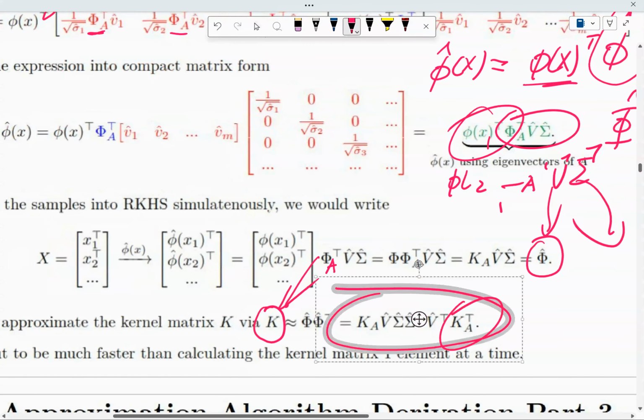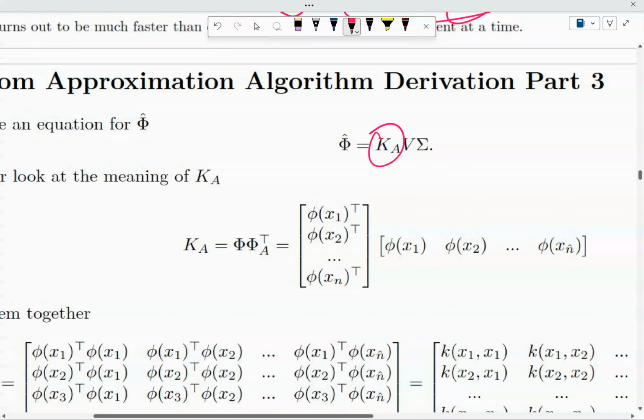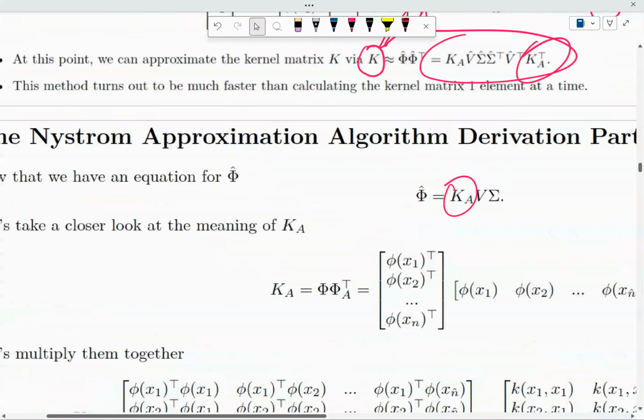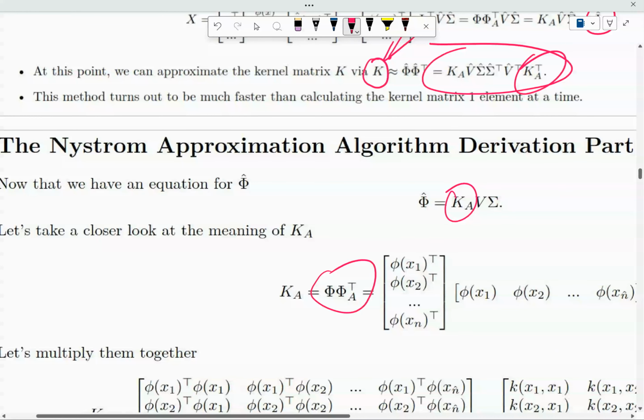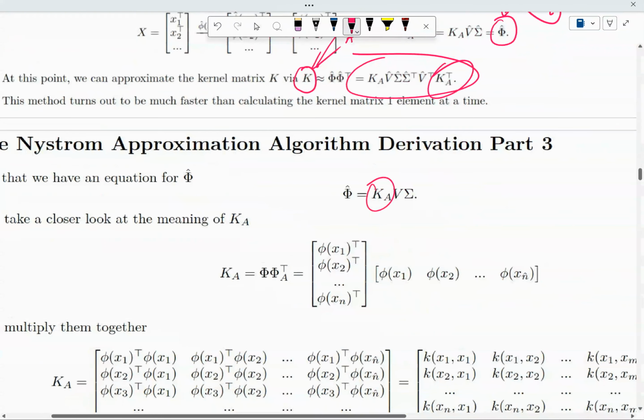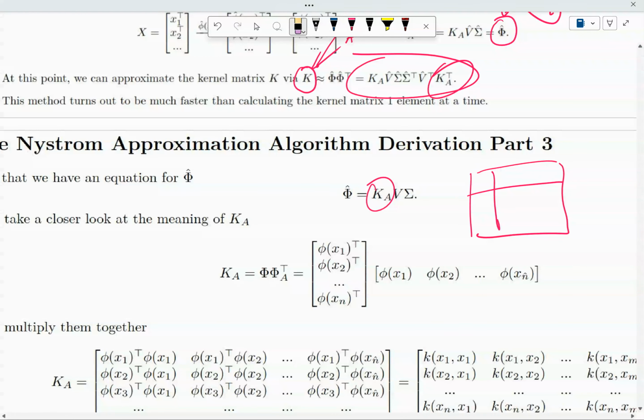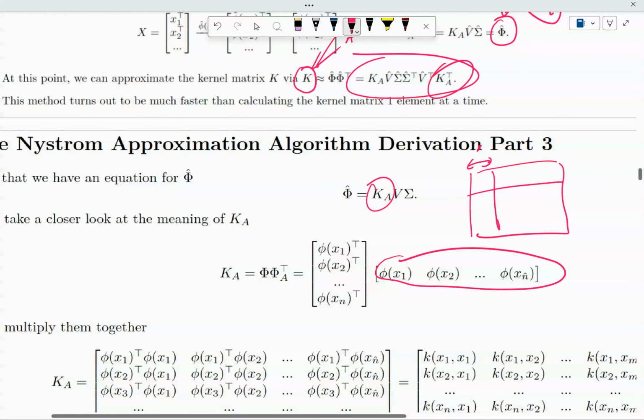Okay. Now let's take a closer look. The Ka matrix, remember, was equivalent to phi times phi A, right? So what is phi? Phi is, if you just pass the feature map through every sample. What about phi A? Well, it's only this part, right? So if this is the total length n, phi A is much, much smaller. It's from 1 all the way to n hat, or n A. You can imagine this is much smaller.